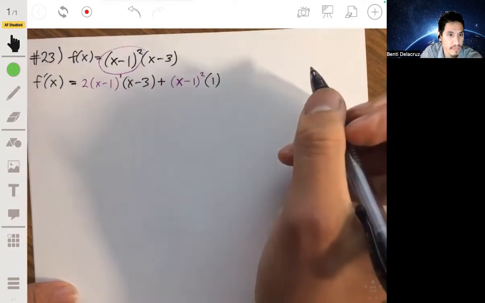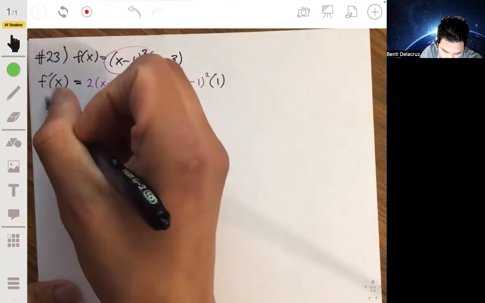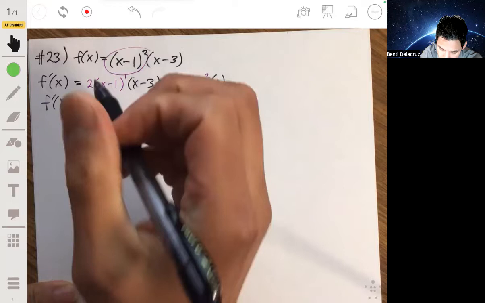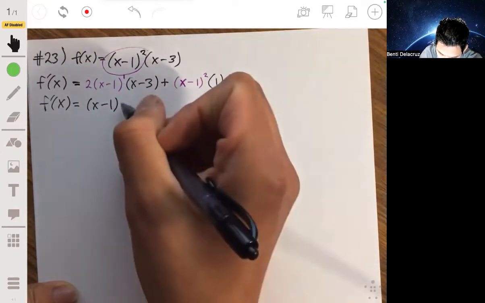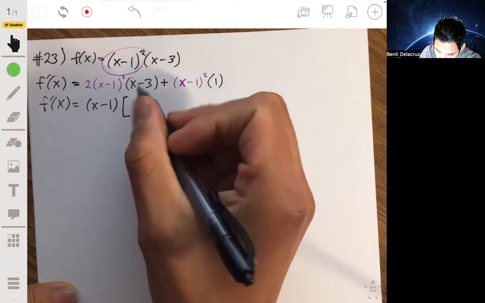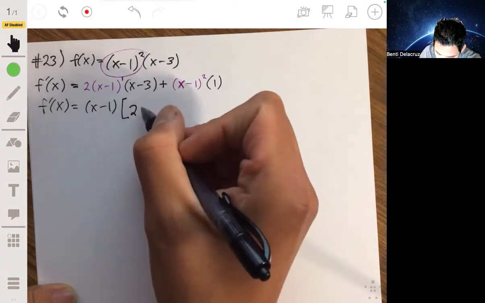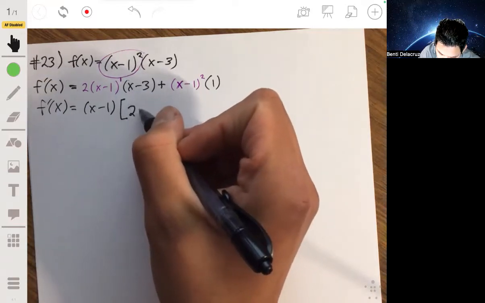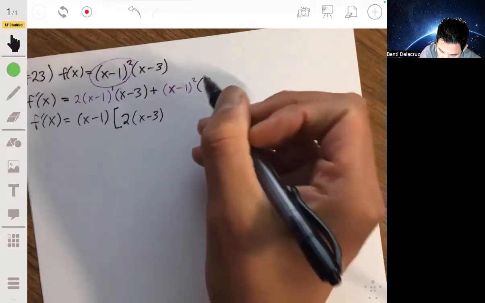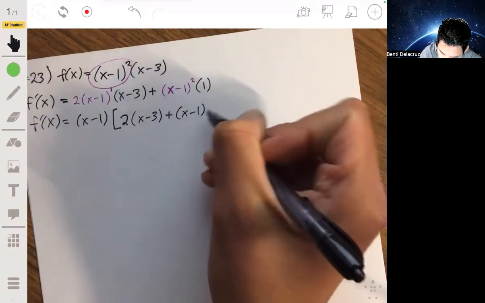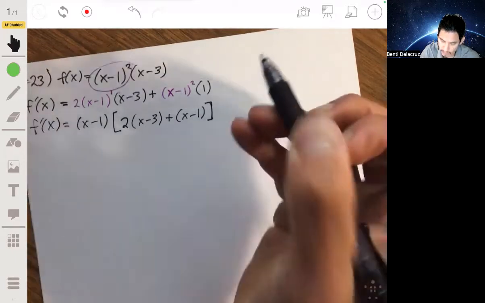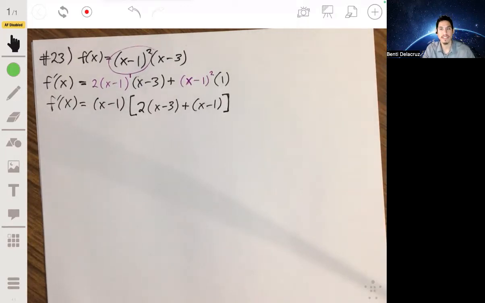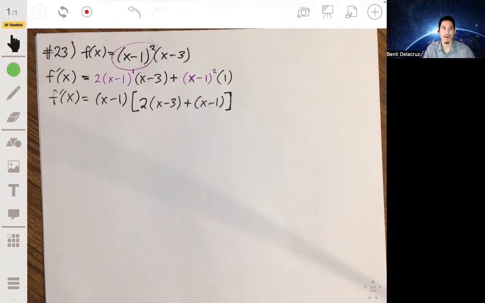And let's try to see if we can clean this up a little bit. Factor out an (x minus 1). So we'll have an (x minus 1) times 2 times (x minus 3) plus an (x minus 1) there. We'll see if that helps. But in either case, that's our derivative equation. So we want to see where this would be undefined and where it would be equal to 0.